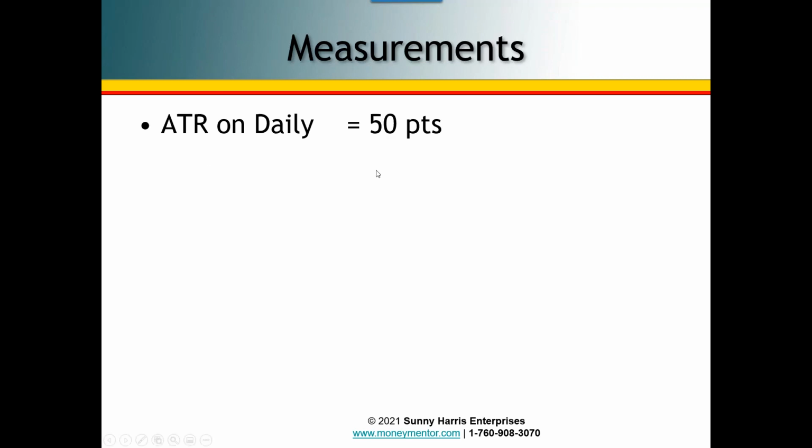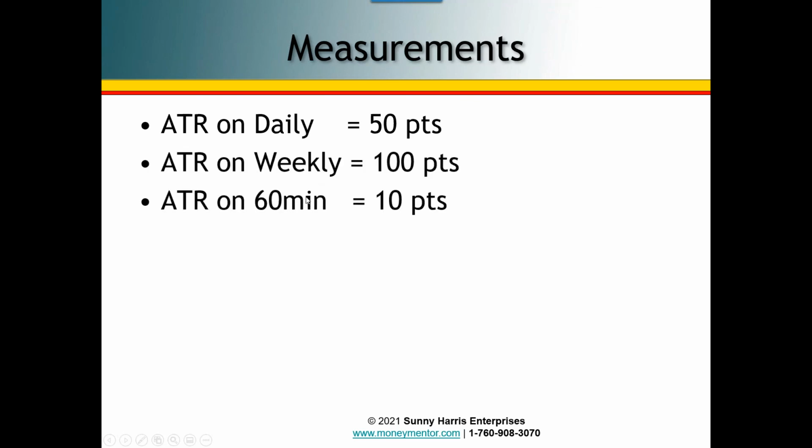The ATR, this is just, I ran some really quick measurements for you so you could see what the average true range is on a daily E-mini chart. So if you look back at time, you can make 50 points. On the weekly, you can make 100 points.